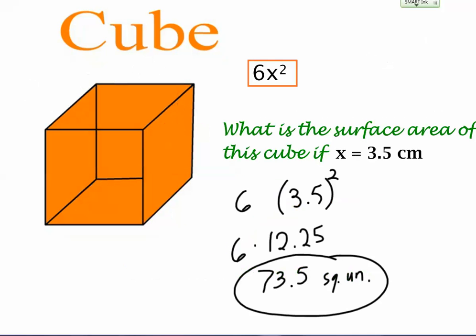And then you had to substitute 3.5 centimeters for x. So if this was 3.5 long and 3.5 wide, I'd have 6 groups of 3.5 times 3.5. 3.5 times 3.5 is 12.25. I've got 6 groups of 12.25, which is 73.5 square units. That would cover that, or square centimeters in this case.